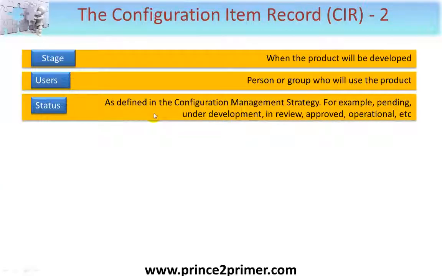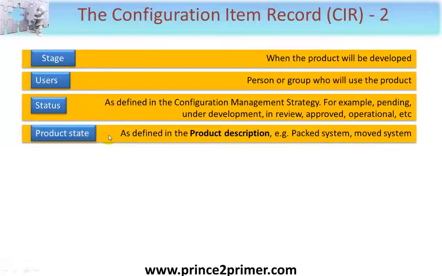The current status, as defined in the configuration management strategy. For example, you might use the terms pending, under development, in review, approved, or operational. Whatever terms you use, make sure that they're consistent throughout your project and organisation, if at all possible.